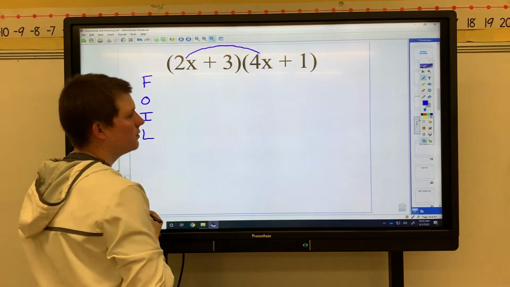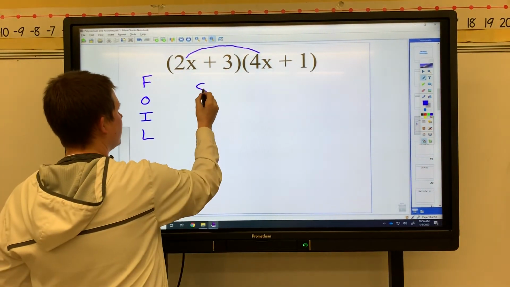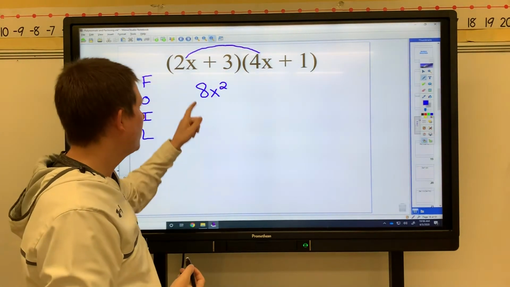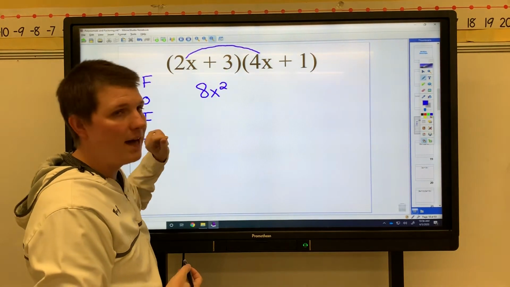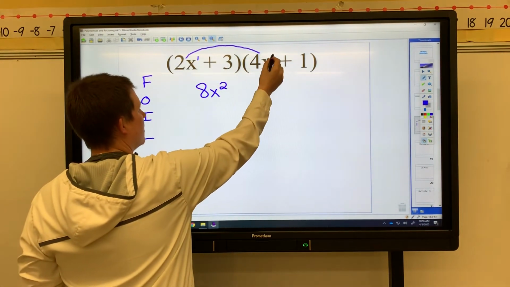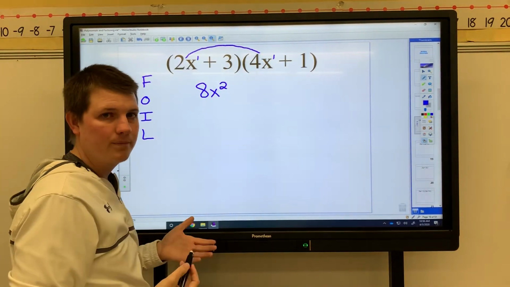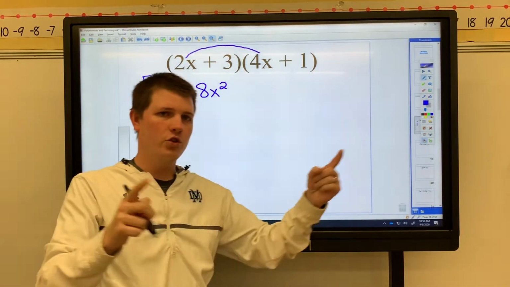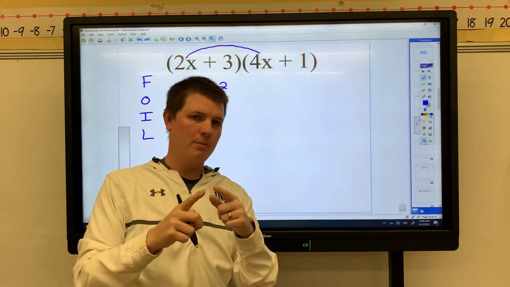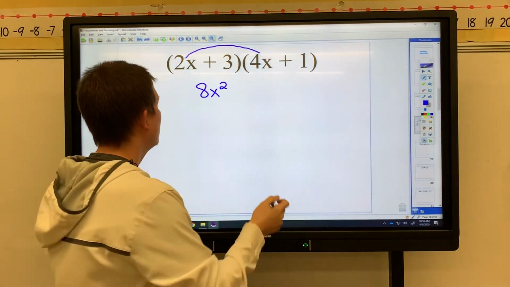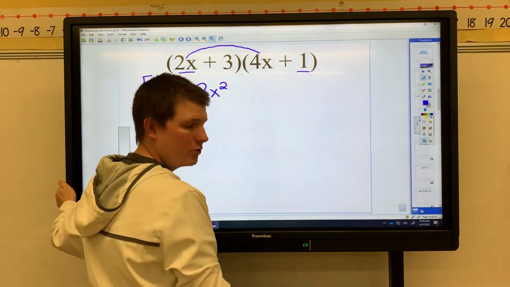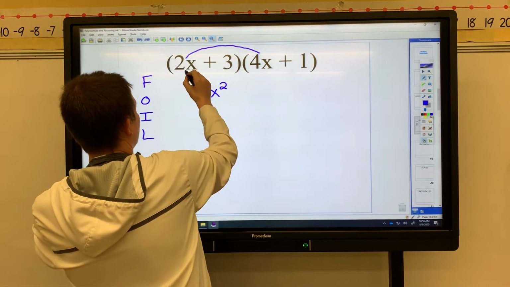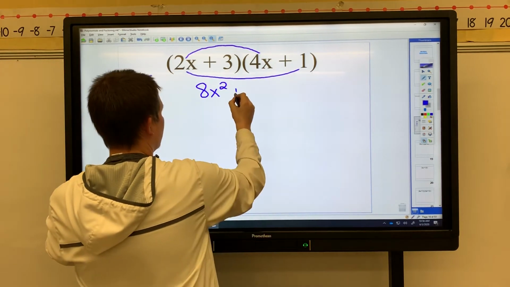2x multiplied by 4x gives us 8x to the second. Because remember, we just talked about you multiply the coefficients, 2 and 4 make 8, and you add the exponents. There's a 1, and there's a 1, and 1 and 1 make 2. So we add the exponents. Now we do the O, the outside. Those are the two on the outside of the problem. You're going to multiply the two on the outside, which would be 2x and 1. Those are on the outside of the problem. So we multiply those, 2x and 1, is 2x.